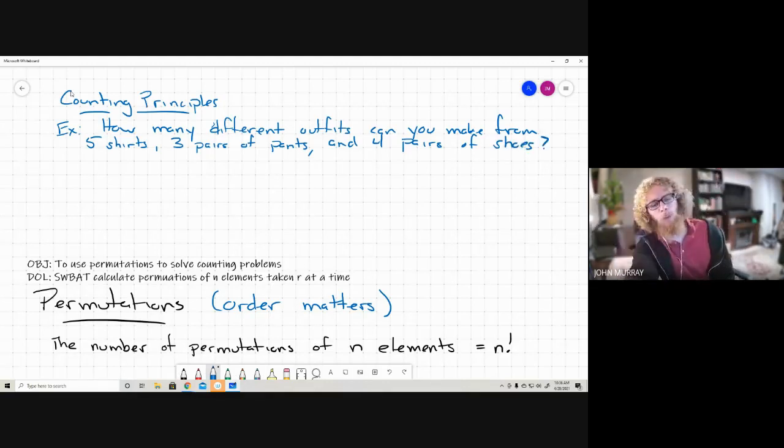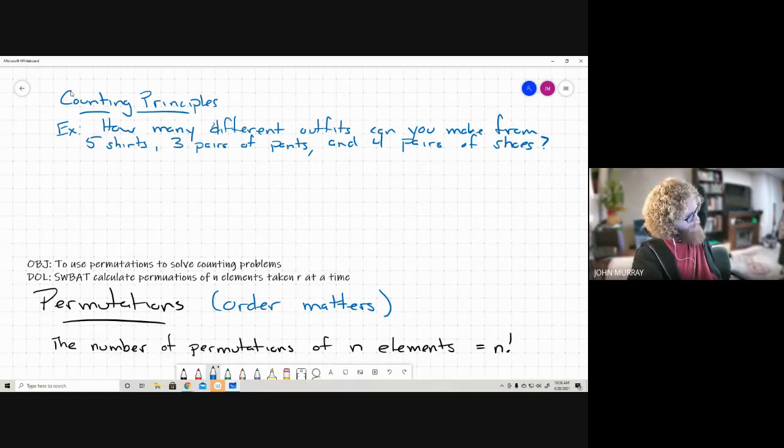One of the more common counting principle problems is they ask you to find how many different combinations of things you can make given a certain set of things. Like this example: how many different outfits can you make from 5 shirts, 3 pairs of pants, and 4 pairs of shoes? You could do it with ice cream or pizza toppings, right? How many different types of pizzas can you make with 2 sauces and 3 cheeses and 5 toppings?